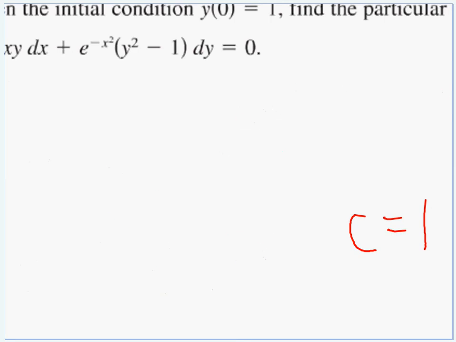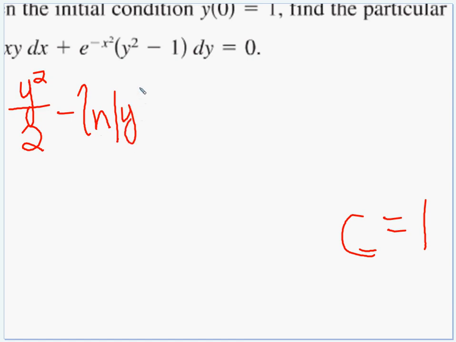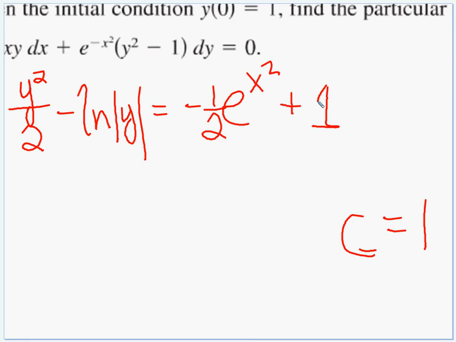So for our particular solution, we'll just go back through and replace that c with a 1. So we had, what was it, y squared over 2 minus natural log y equals negative 1/2 e to the x squared. And then we'll have our plus 1, taking out the constant and replacing it with our positive 1.